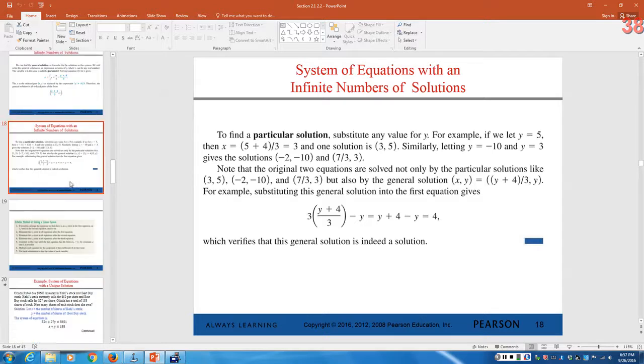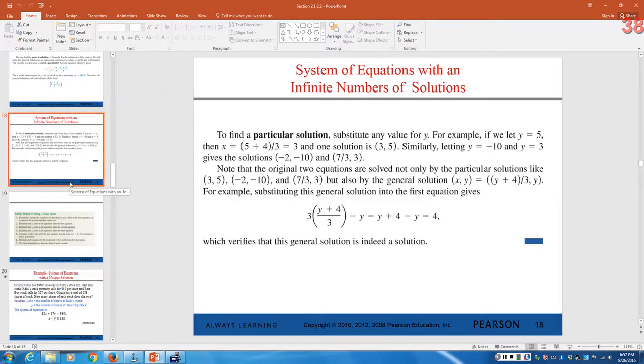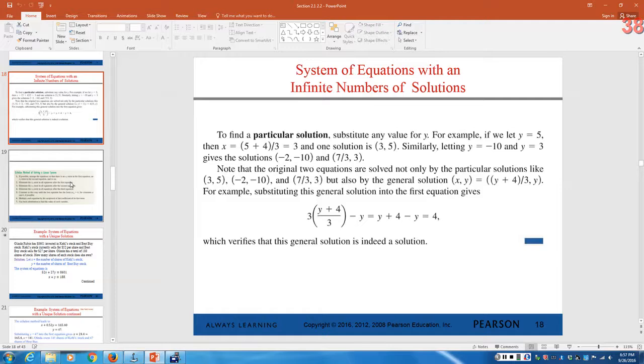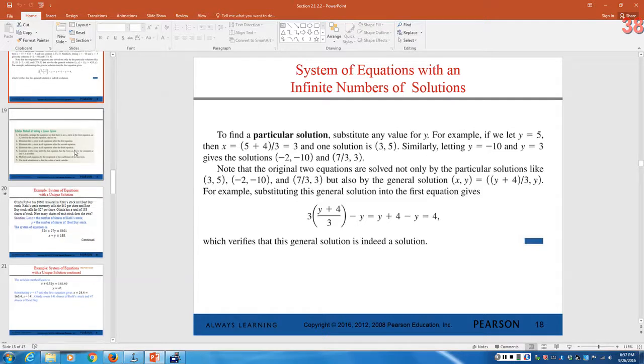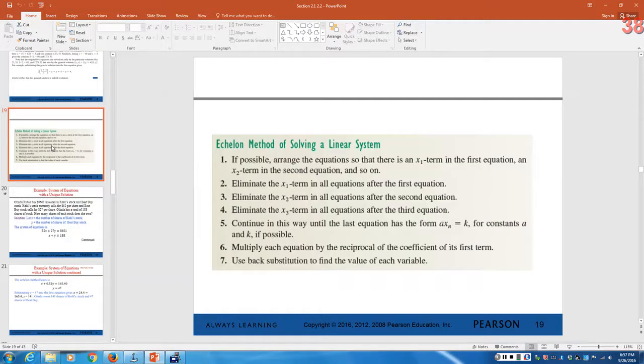And those are called particular solutions, by the way. Okay, the echelon method is a little bit longer and a little more drawn out than what we just did. But it will lead you to understand what the matrix is doing.